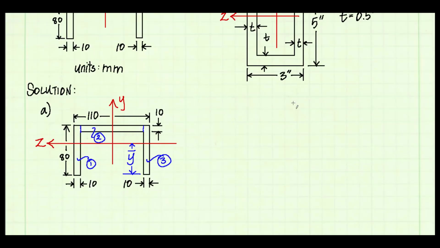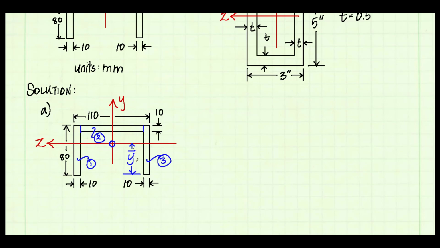I have a couple of ways to solve this problem and find the location of the centroid and the moment of inertia of this channel cross-section. The way I've decided to do it is I'm going to break it up into 3 rectangles. And I'm going to find the location of the centroid from the bottom of the cross-section shape.